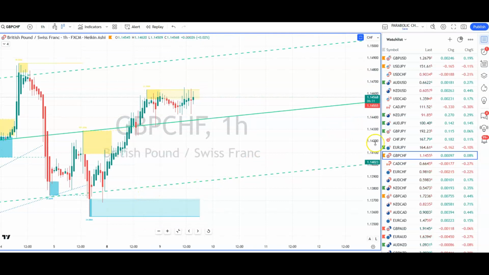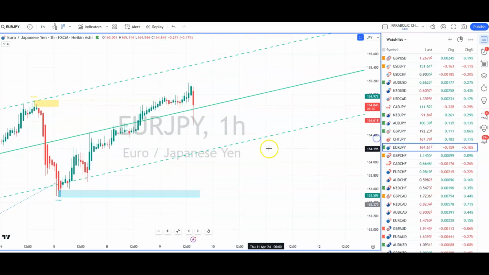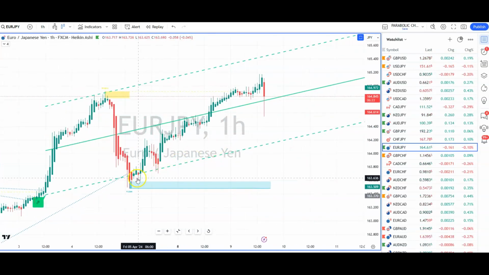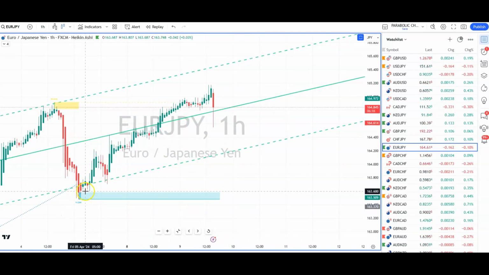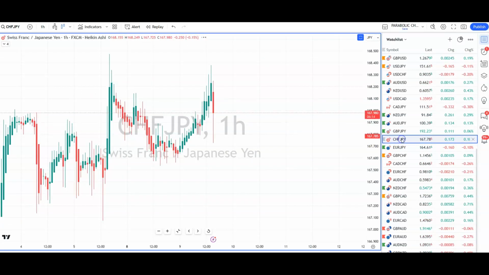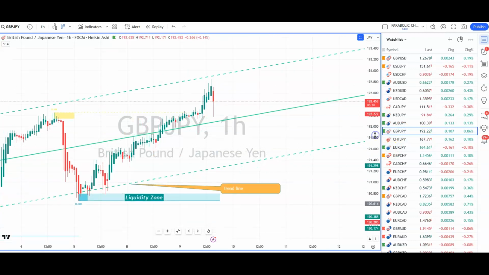Pound Swiss, let's have a look at that. In a slight uptrend, but nothing to write home about. There you go. Isn't that a great picture there? Convergence. It's very powerful. Convergence, very, very powerful. We often talk about divergence, don't we?